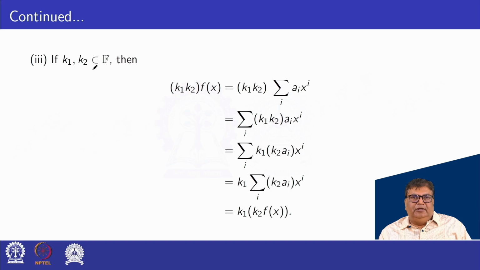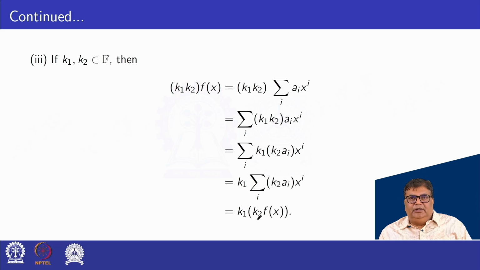Third property: if k1, k2 belong to F, then (k1 k2) f(x) equals k1 k2 times the summation of a_i x^i. This is the value of f(x), equal to the summation over i of k1 k2 a_i x^i. Again we can write k1 k2 a_i x^i, that is k1 times the summation of k2 a_i x^i.